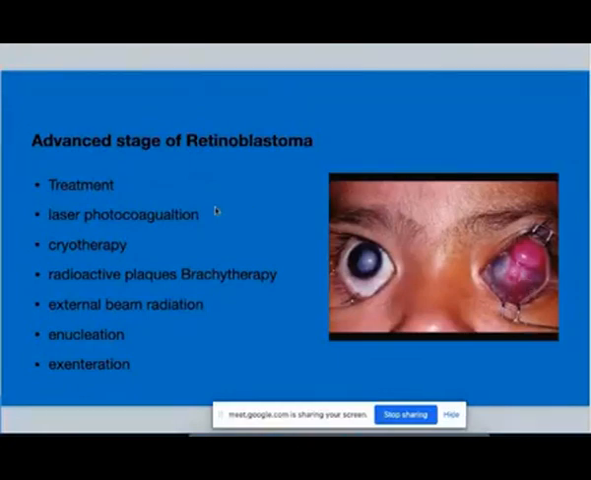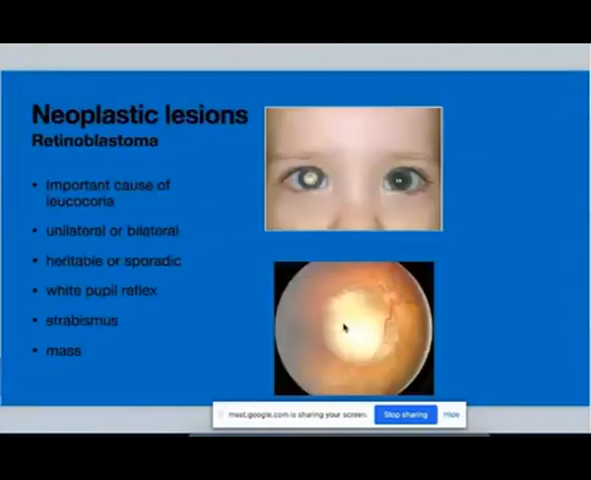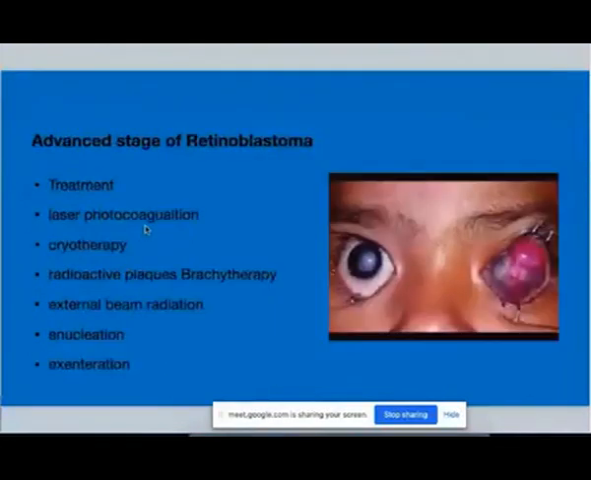So what we can do is that we can do a laser around the tumor if it's small, like going back to the previous picture. If this tumor is small, you can go and do a laser here, or if it's in the very periphery, you can do a cryo, which you can freeze it off, and it will regress and form a scar, and the child will survive. Depending on the stages, if laser and cryotherapy can't be done, then you can do localized radiation called brachytherapy, in which a plaque is put on the eyeball, and radioactive iodine is given, and that will shrink the tumor.